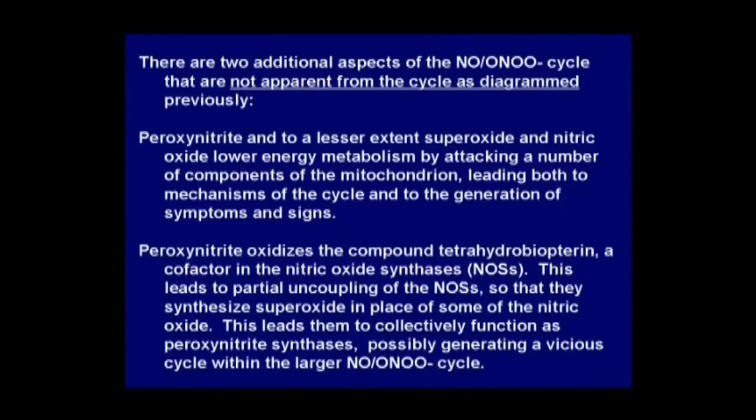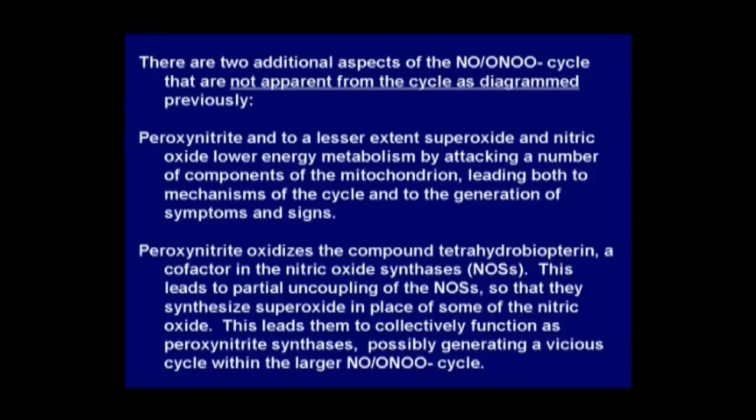Okay, so there's a second mechanism which I think is important, and that is that, again, I apologize for the complexity here. Peroxynitrite oxidizes a compound known as tetrahydrobiopterin, which is a cofactor for the nitric oxide synthase. So all three of those nitric oxide synthases that we talked about before require tetrahydrobiopterin in order to make nitric oxide. When peroxynitrite oxidizes this compound, it produces what's called an uncoupling of these nitric oxide synthases. And so the ones that don't have tetrahydrobiopterin start producing superoxide in place of nitric oxide.